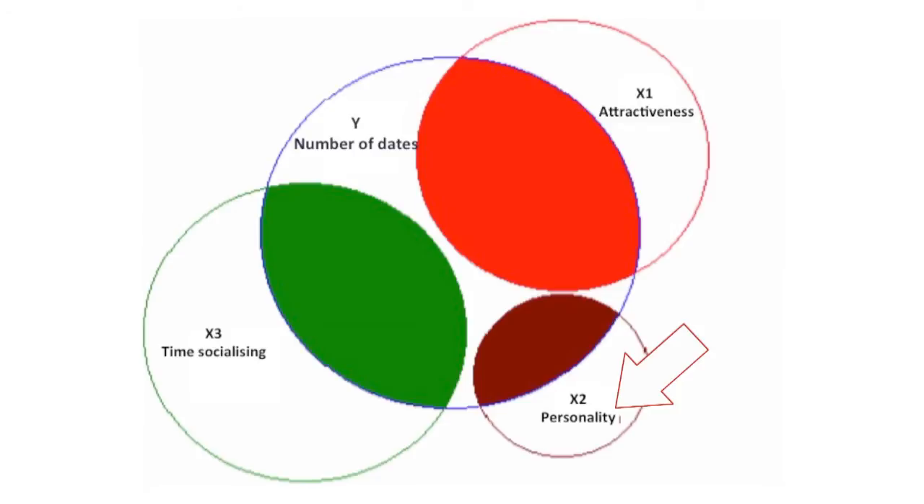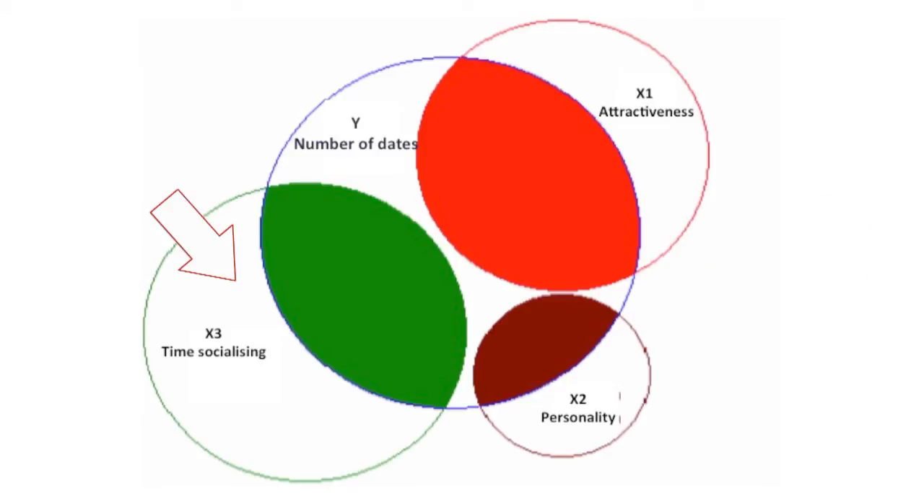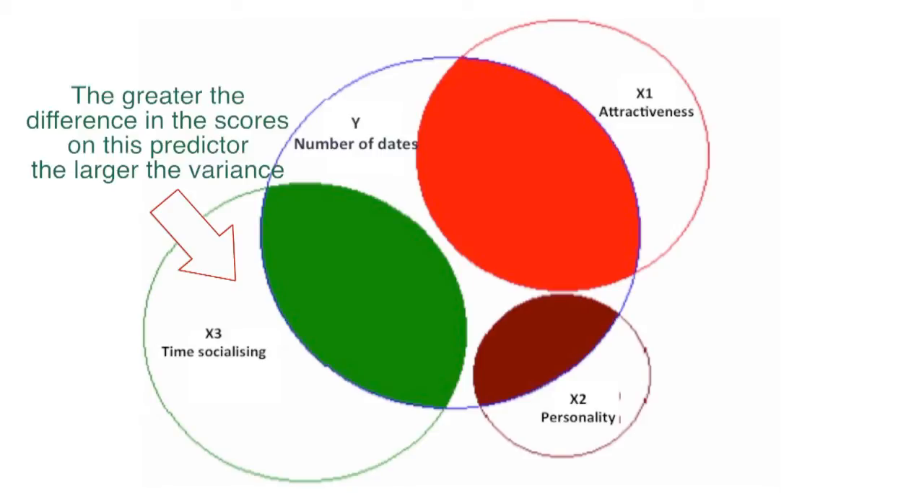The brown circle is all the variance in the second predictor, x2, which is a score of the person's personality. Not everybody has the same personality. The larger the differences between people's personality, the larger the total variance on this measure. And the green circle is all the variance in the third predictor, x3, which is the amount of time the person has spent socialising. Some people don't get out much and would score little on this. Other people get out quite often. The greater the difference in the scores on this predictor for the sample, the larger the variance.